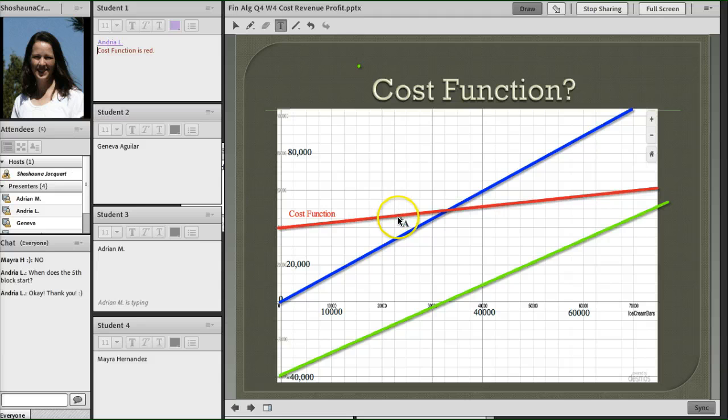And I like my graph in the colors because cost function is red, meaning you're spending money. Not meaning, that's just me. So which one would be your revenue? Wait, hold on. Revenue? Is that the right word? Yeah. Which one is your revenue function? And defend your reason.